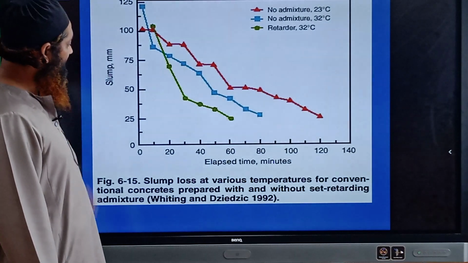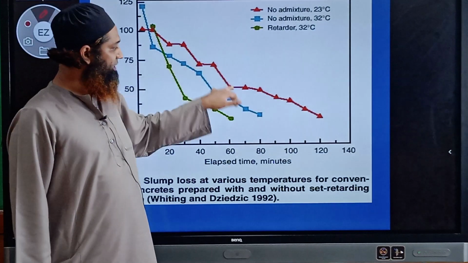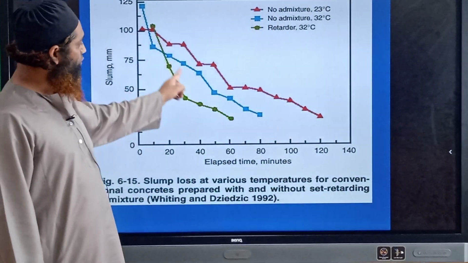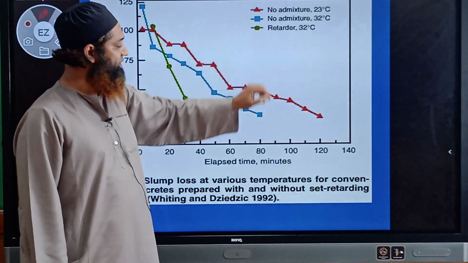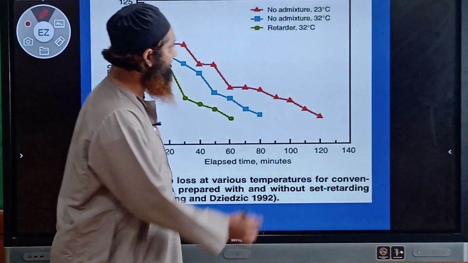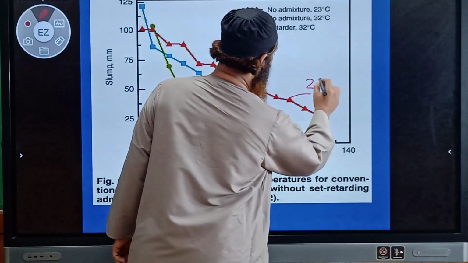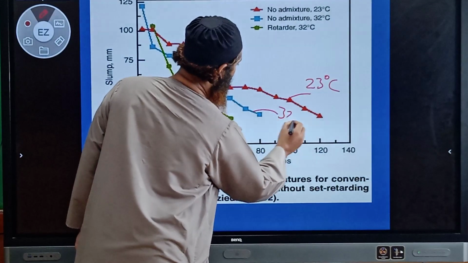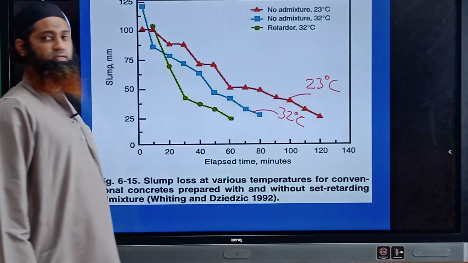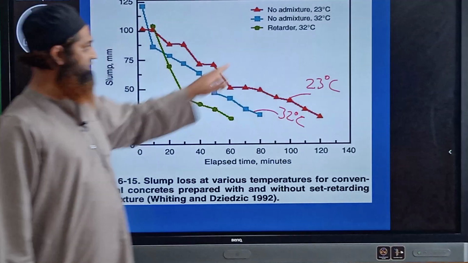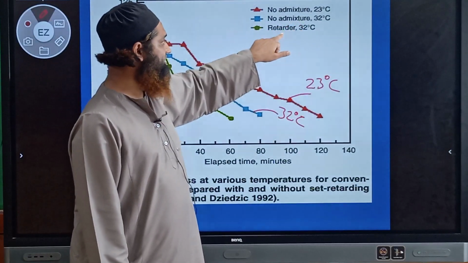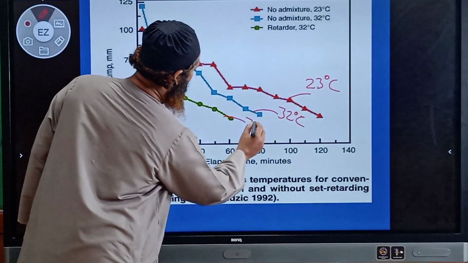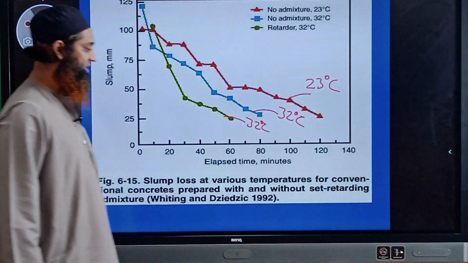This is a chart where you can see the red part is where no admixture was added into the concrete, and this blue line shows no admixture at 32 degrees Celsius. You can see this is at 23 degrees Celsius, and this is at 32 degrees Celsius. We are trying to see how this admixture performs when the temperature is increased. In the same 32 degrees Celsius, the retarder has been mixed into this concrete, and we want to see how the setting time is being affected.